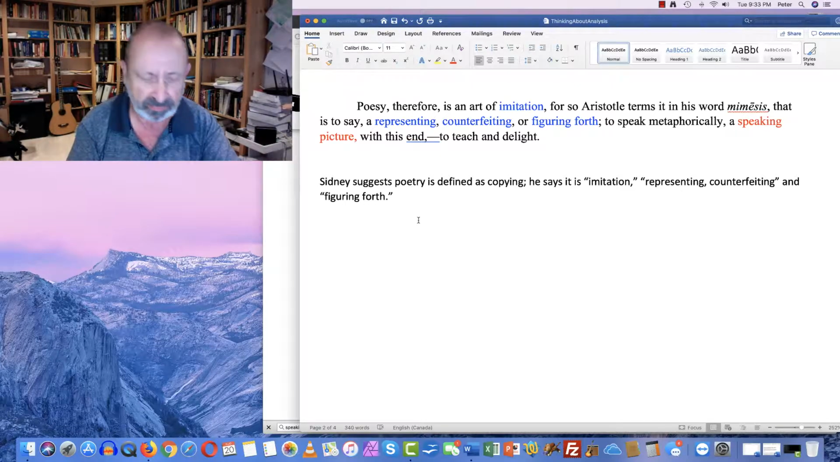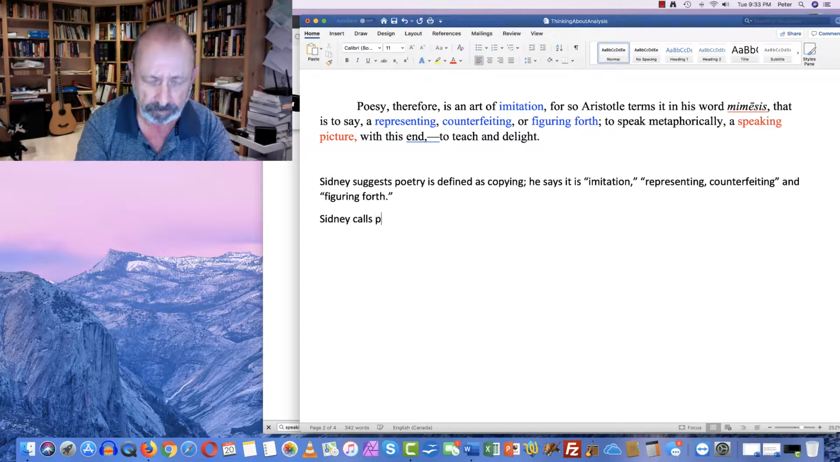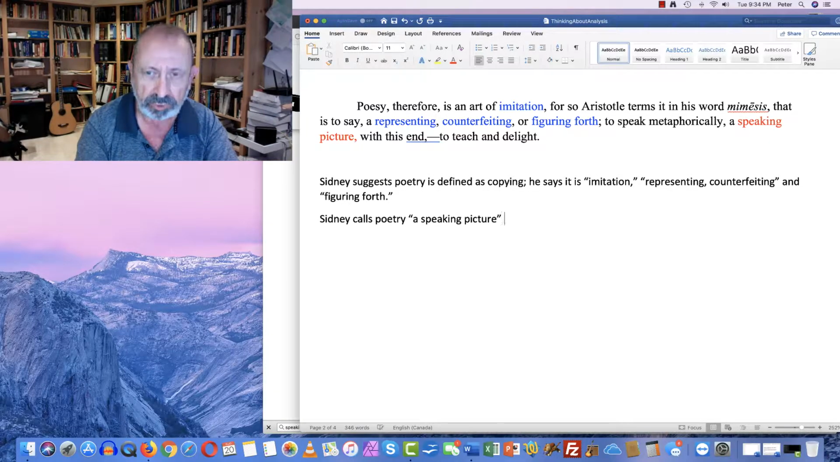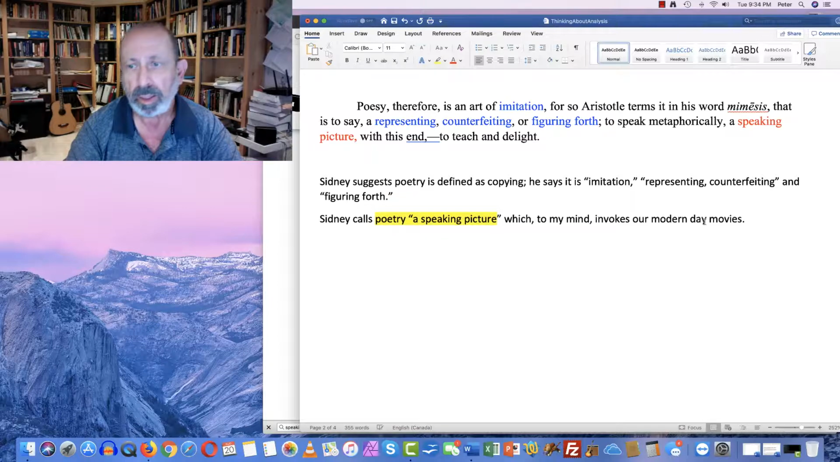I always have to start with the text. Sidney calls poetry "speaking picture," which, to my mind, invokes our modern day movies. So I have a quote and I have a paraphrase. And I have shown you where it says it in the text, and I've made my paraphrase here.